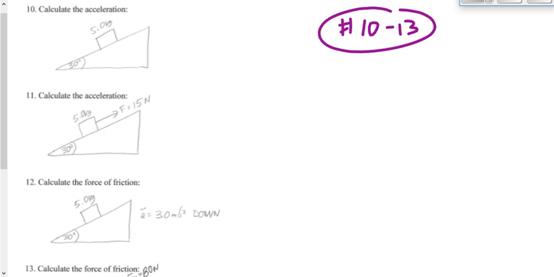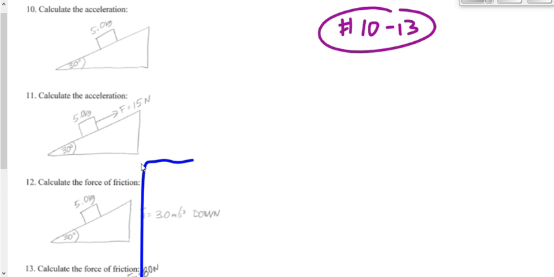So look at question number 13. It says calculate the force of friction. This is similar to what we just did as an example a few minutes ago, except this time we have an additional force acting, which is an applied force up the hill of 80 newtons. So somebody's yanking it up the hill with 80 newtons. There's also a force parallel acting down the hill, and then there's a force of friction.